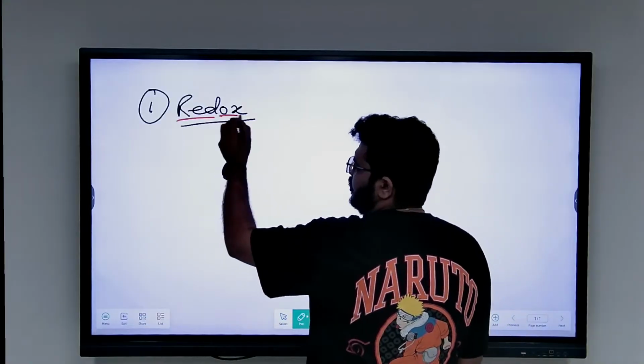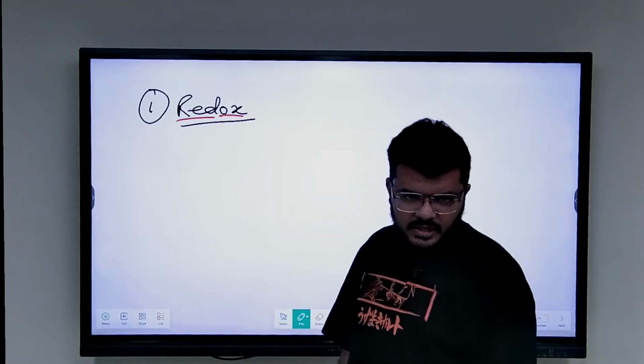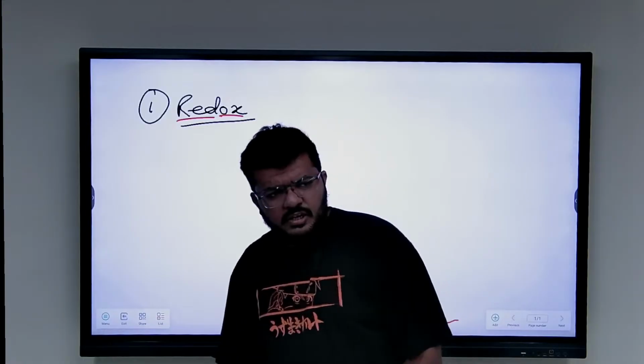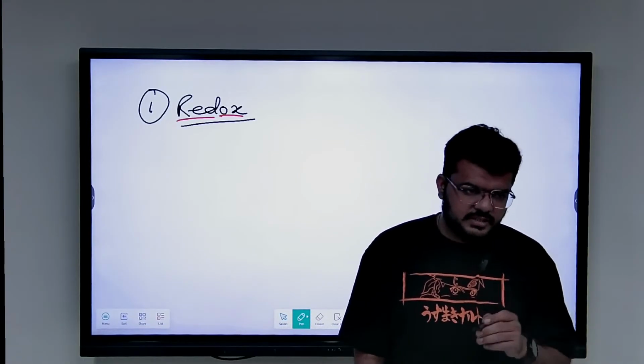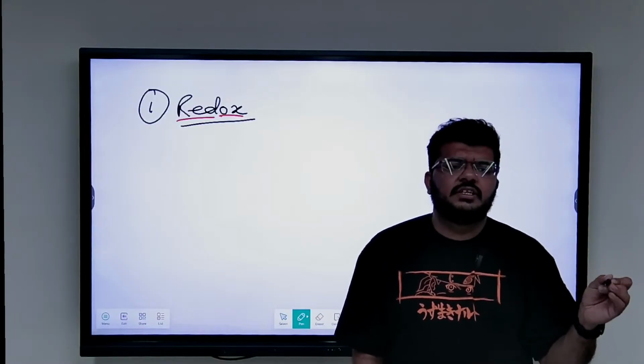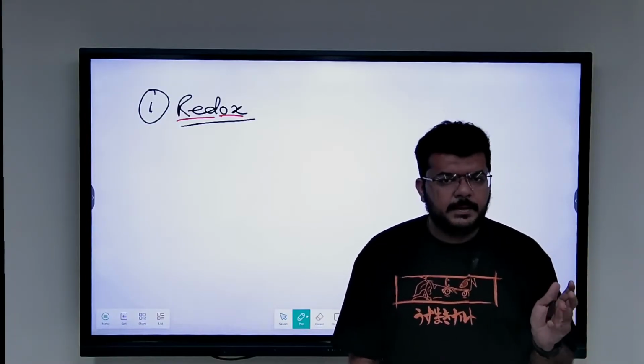Reduction and oxidation take place. Reduction is gain of electrons, oxidation is loss of electrons. The one that gets reduced is the oxidizing agent, the one that gets oxidized is the reducing agent, right?